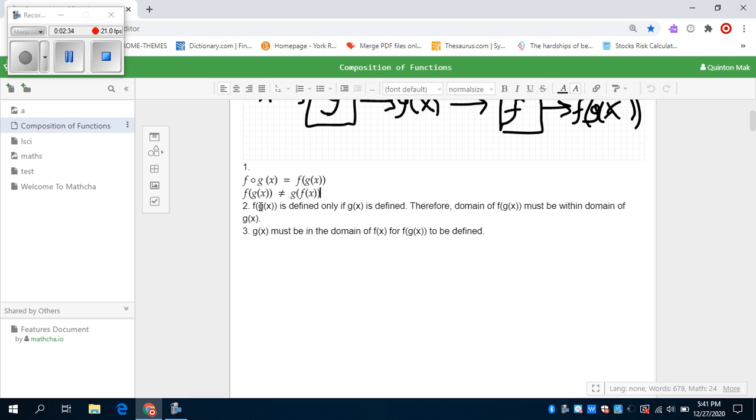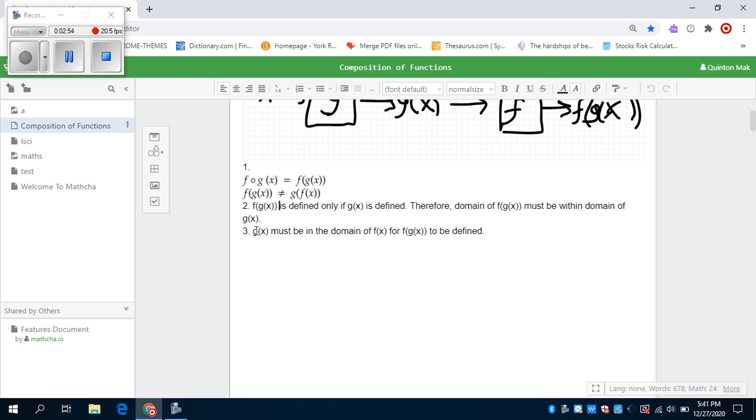The second thing is that since g of x is an input of f of x, the composite function is defined only if g of x is defined. So if your input is undefined, then your output is undefined. So the domain of f of g of x must be within the domain of g of x.